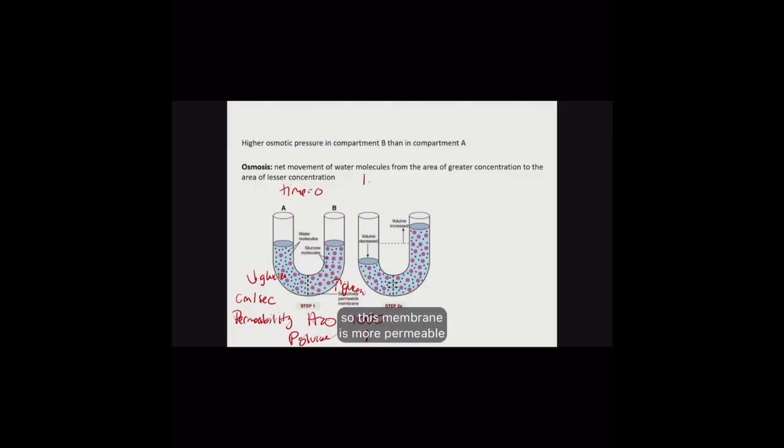So this membrane is more permeable to what? Water or glucose right now? Water, right? So the permeability of water is higher than the permeability for glucose. So the first thing that is going to happen is that water is going to start moving down an osmotic gradient. The osmolarity in B is higher, generating a higher osmotic pressure because we have more solute particles per volume, right? So water is going to immediately start moving. Permeability is pretty high.